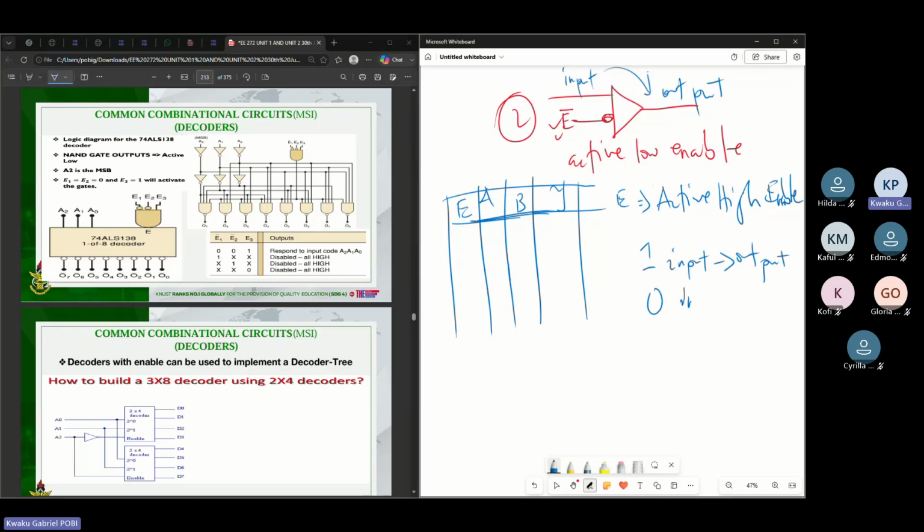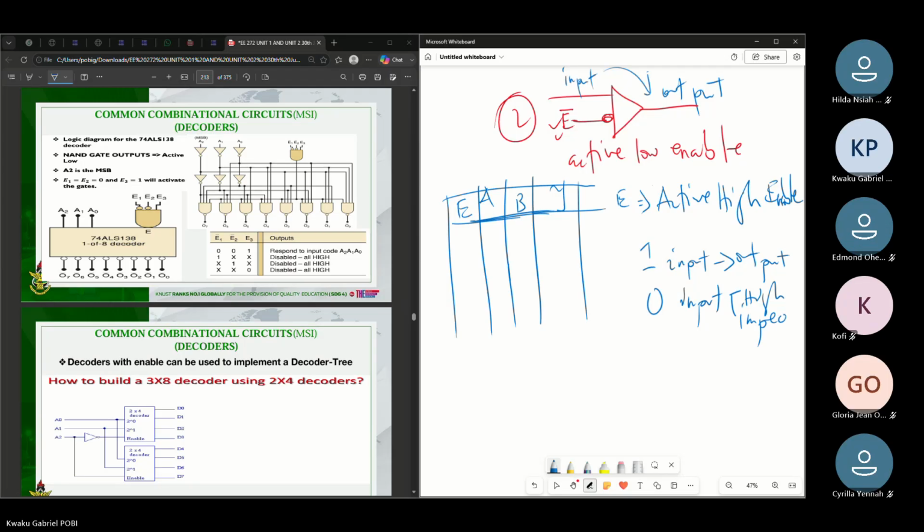If it's a 0, your inputs will see a high impedance. In a way, it will see a high impedance, so it wouldn't be seen at the output side. Yes, that's what it means. So here, let's say I have 0, 0, 0, 1, 1, 0, 1, 1, like this. I'm assuming we have this table.